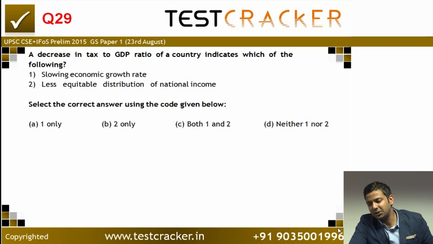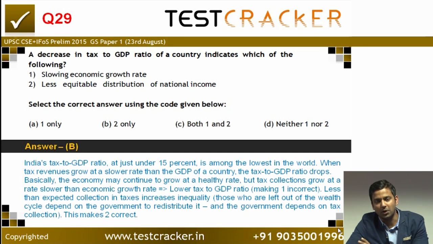Statement 2 is less equitable distribution of national income. You have to ask, what is the purpose of taxation? If tax collection is growing at a rate slower than the rate of growth of GDP, what does it mean? It means the Centre, the government, is taking away less in the form of tax as people are earning more, and the primary purpose of tax is to ensure redistribution. So in a way, if this is happening, it indicates the rich are getting richer and the poor are getting poorer. Therefore, statement 2 is correct, and the answer here should be B, 2 only.